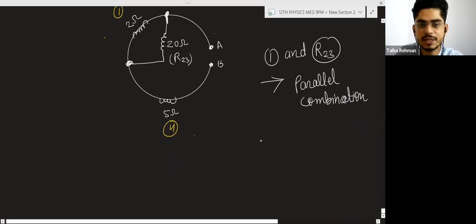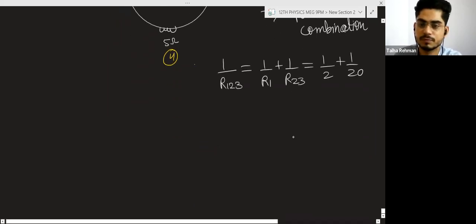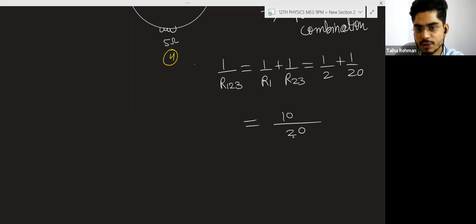So for a parallel combination, if you want to find the equivalent resistance, that is R123, you will write 1 upon R123 equals 1 upon R1 plus 1 upon R23. This is R1. So 1 upon 2 plus 1 upon 20. 20 is the LCM. 2 tens are 20. This will become 11 divided by 20.